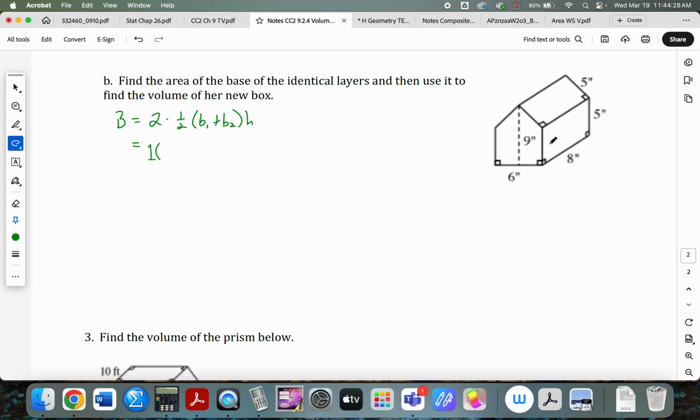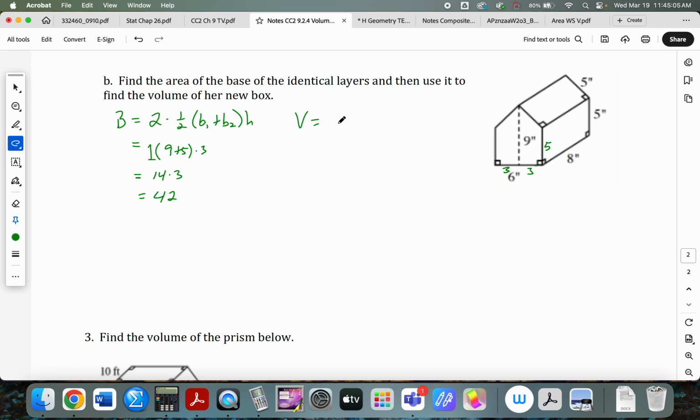So my 2 bases, I know that this is 5 and this is 9. Remember, the 2 bases of the trapezoid are parallel to each other. They don't have to be top and bottom, but they do have to be parallel to each other. That's going to be 9 plus 5. And the height of this trapezoid, well, if this distance is 6, how much is each one of these going to be? 3. So that's 14 times 3 is 42.